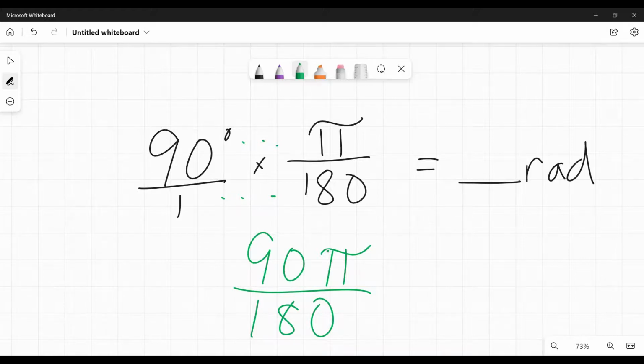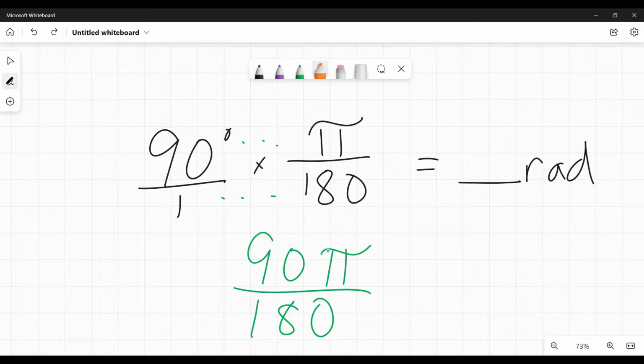Now the crucial thing with these is to not leave them like this if you can simplify them. If you can, always, always, always simplify them. So in this case, we want to see if there's a number that goes into both 90 and 180. I can't do anything about the pi because there's no pi on the bottom, so there's nothing to cancel out. The pi stands alone. So it's just the 90 and the 180.